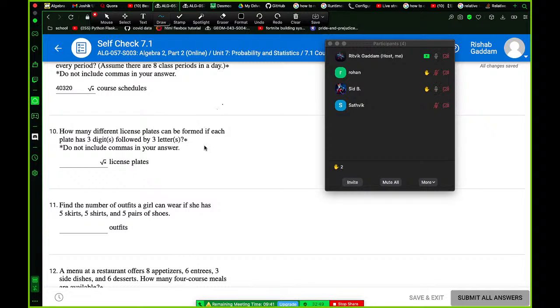Okay, so for this one, 3 digits. The first one has 10 options. Second one has 9 options. Okay, so I actually think it's just 10 to the power of 3, because it never said each of the digits has to be different. Okay, so 10 to the power of 3 times 26 to the power of 3.